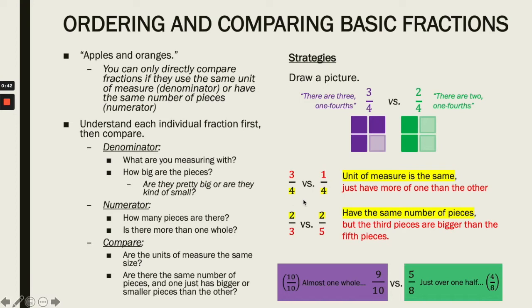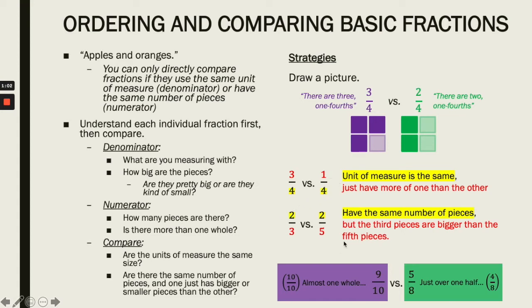With 3 1/4 versus 1 1/4, the unit of measure, aka the size of these pieces, is the same. And if the size of the pieces are the same, then you can determine which is larger or smaller by looking at the number of pieces in each. 3 on the left versus 1 on the right.